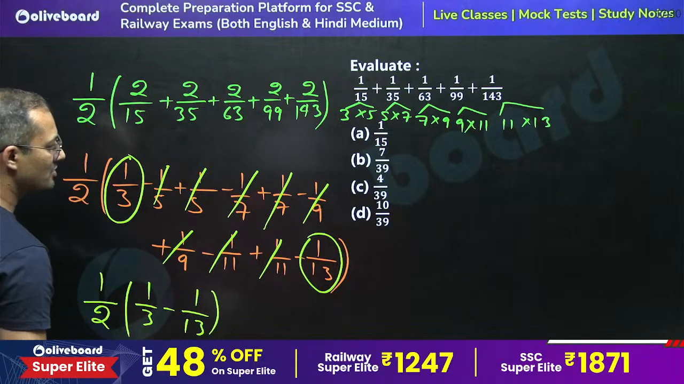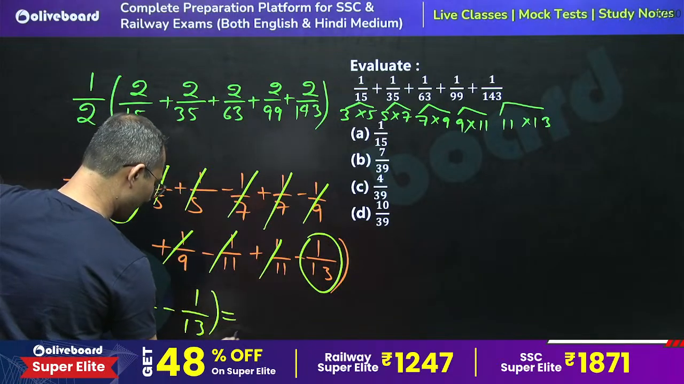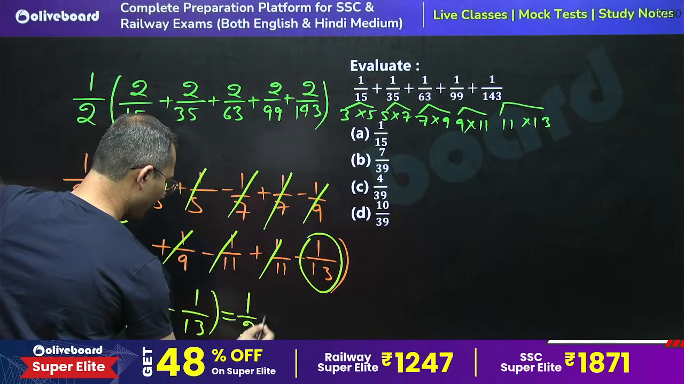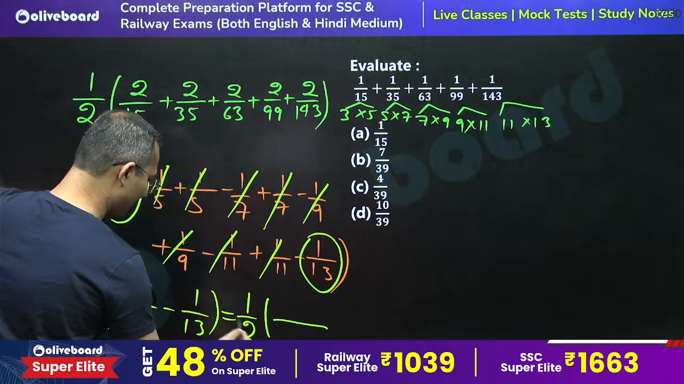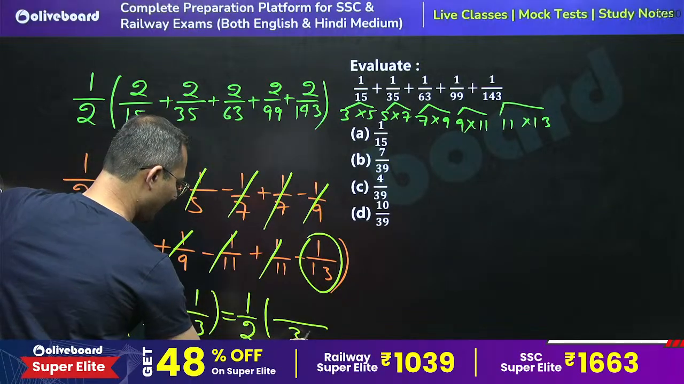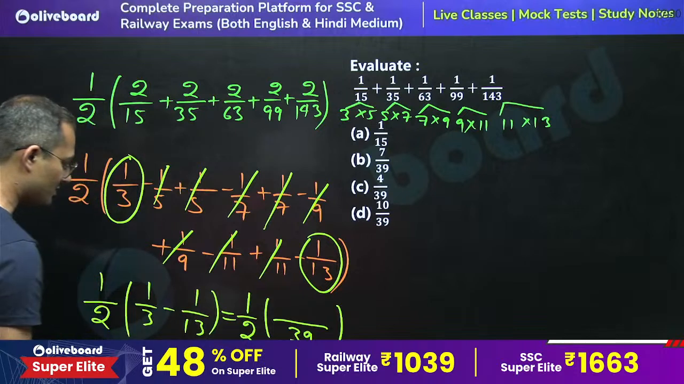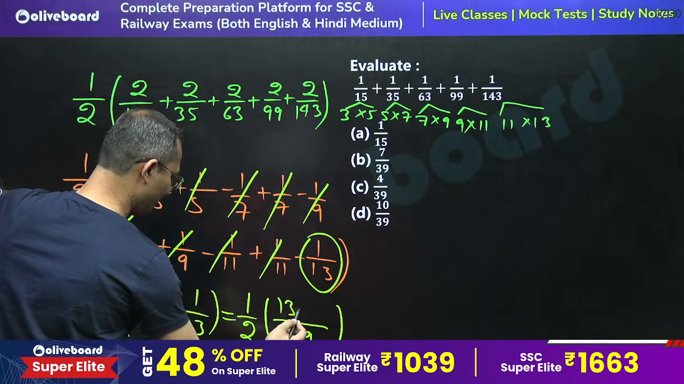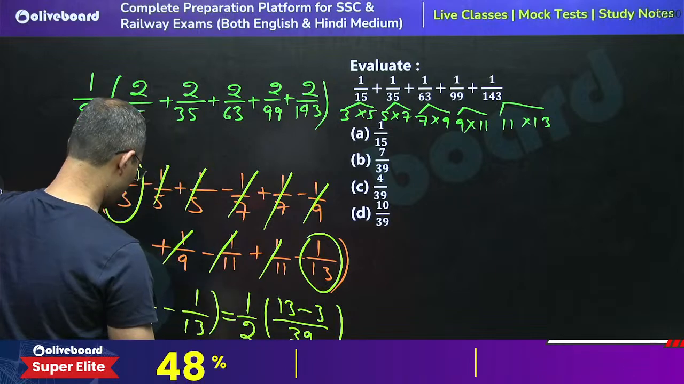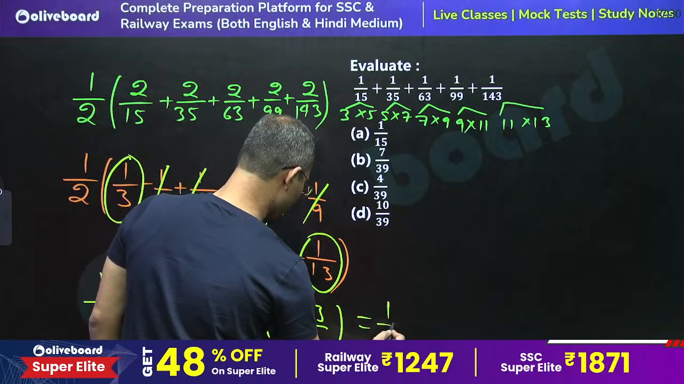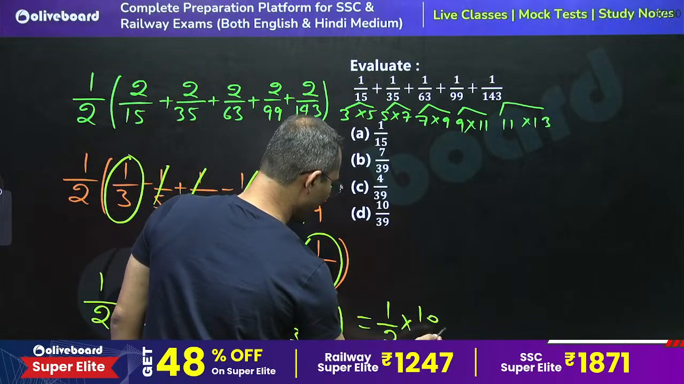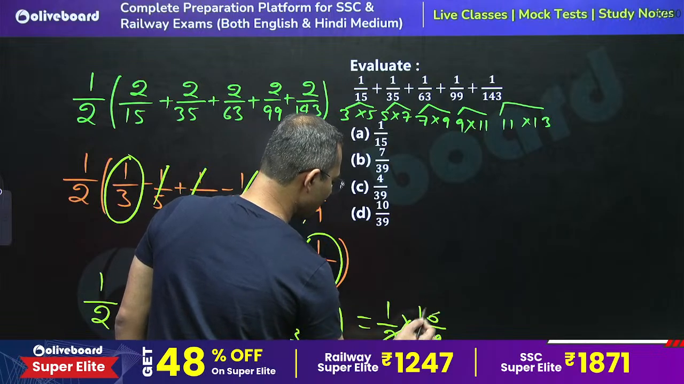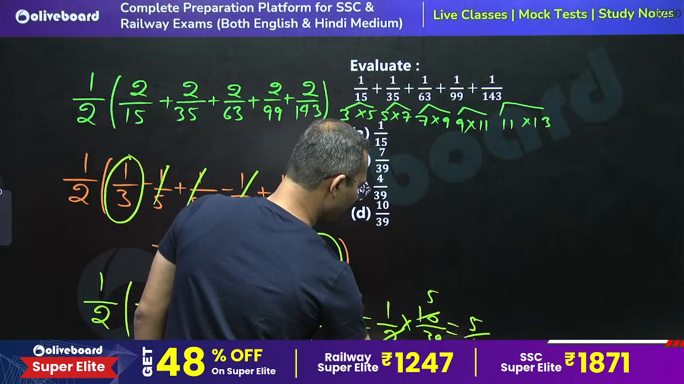Is this clear? So easily we can say that here the LCM is going to be what? So we can say that LCM is 39, right? Yes, LCM is 39. So 13 minus 3, right? So we will get 1 by 2 into 10 by 39. So the answer is 5 by 39.